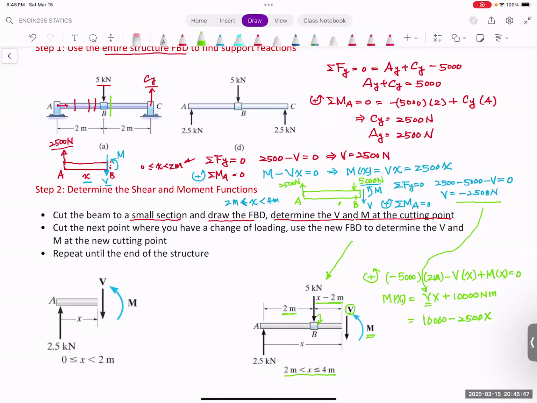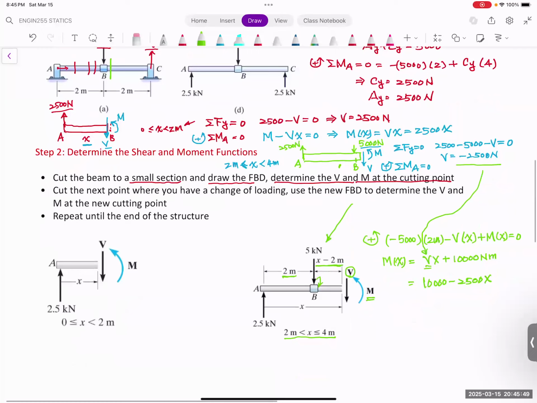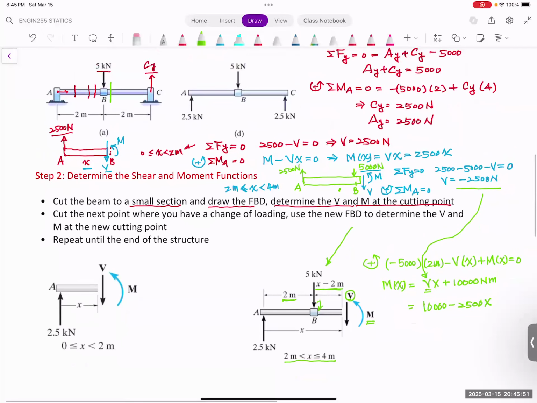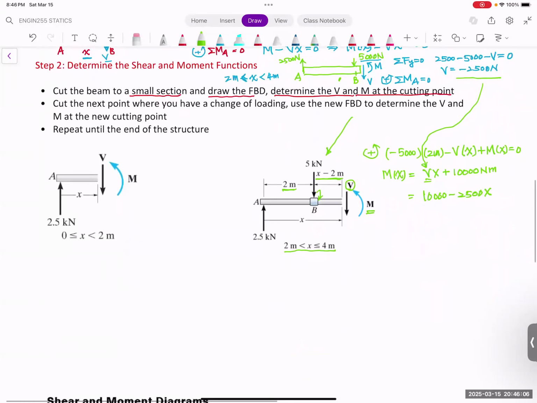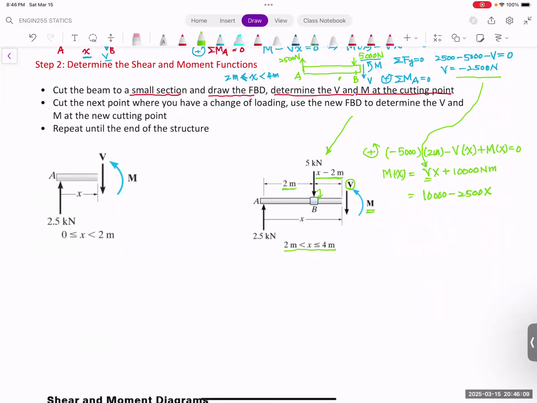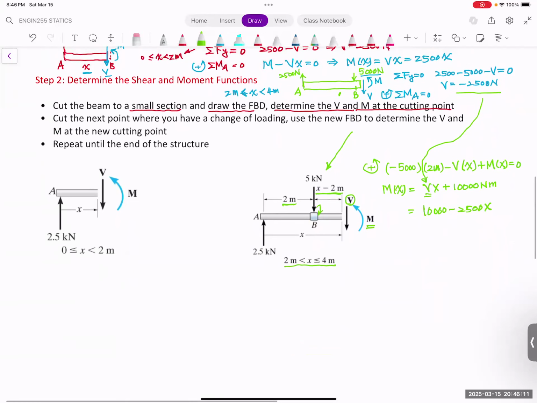Now, the next step is, if you look at this one, we are looking at the two sections already. At the end of this one, you're going to move to the point of C, and you will see what happened after we reach the point of C.